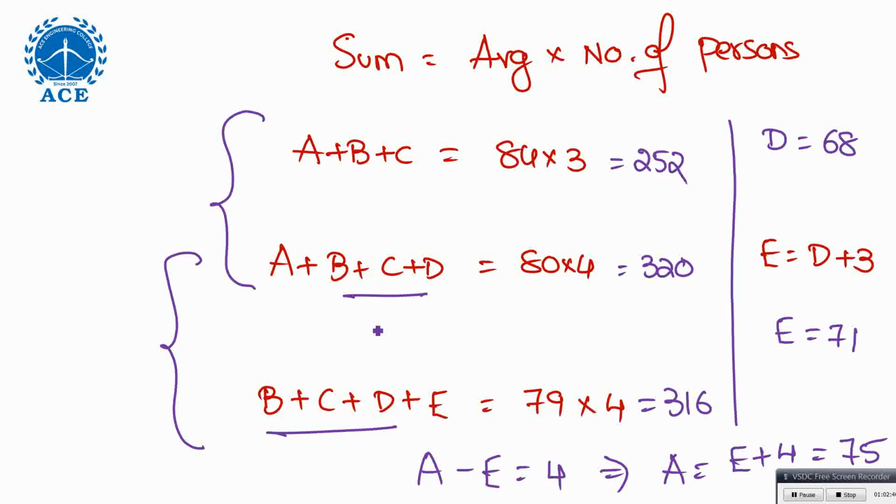Subtracting the second and third equations, BCD common, A minus E is 4. A equals E plus 4. E is 71, which we got already. This is a question which exists in any textbook or any website where you find the average topic.